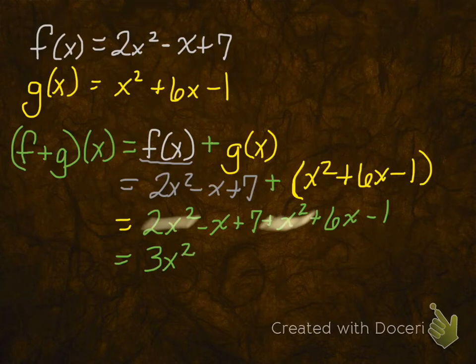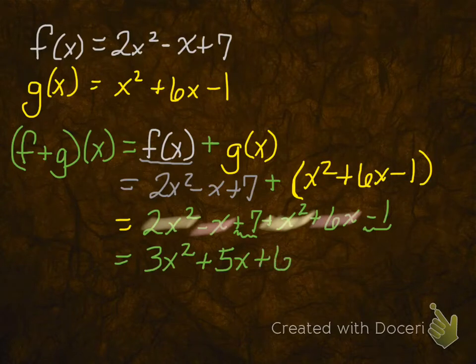Next set I have are my no exponent x, my linear x's. I have minus x plus 6x, giving me positive 5x. And the last set I have are my constants. Plus 7 minus 1, giving me a plus 6.